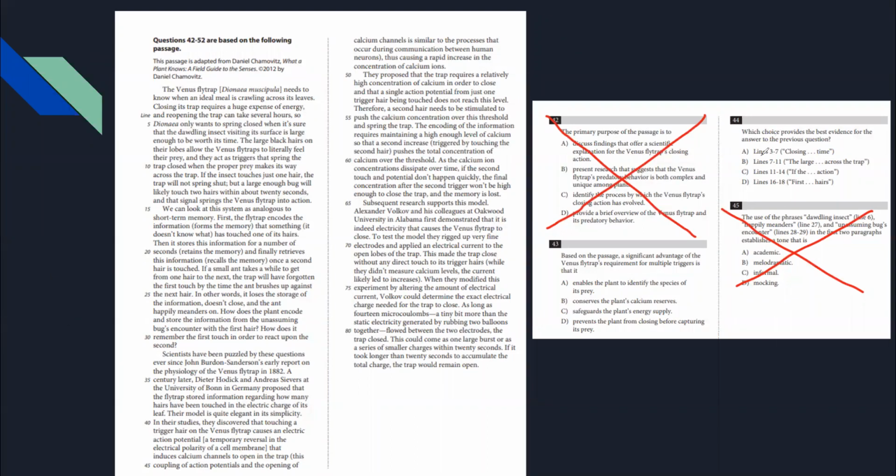So again, what I would do first is mark all the quotes. So 3 to 7. And then 7 to 11, the large to across the trap here. 7 to 11, and then if the insect touches one more hair, into action. And then lastly, 16 to 18.